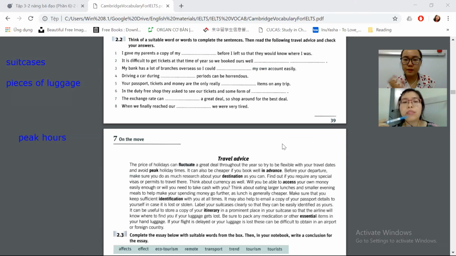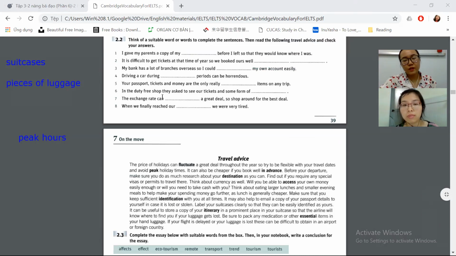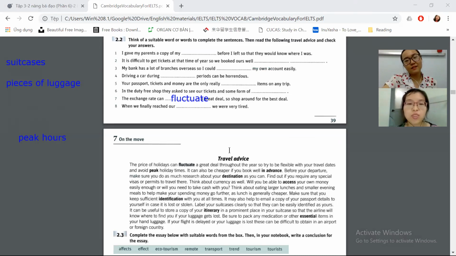So what is the verb here? The exchange rate, cái tỷ giá hối đoái, can go ups and down. Ups and down có một cái chữ kêu là gì? Remember? Go up and down. What is the word? The verb go up and down: fluctuate. Yes, fluctuate. Very good.